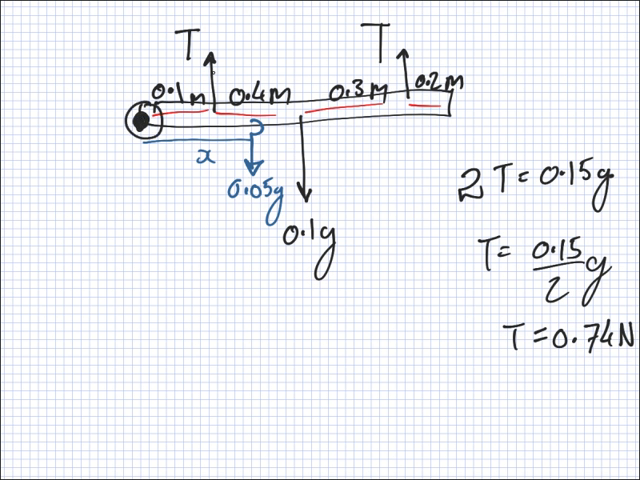So the first one, this T, clockwise or anti-clockwise? This one is anti-clockwise. So that's 0.1 times T. Next, clockwise or anti-clockwise? This one is clockwise. So that's times 0.05 g.